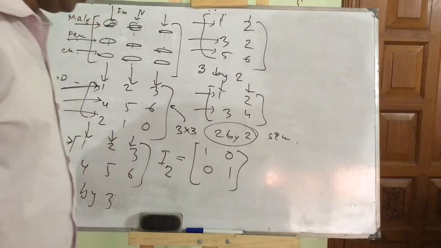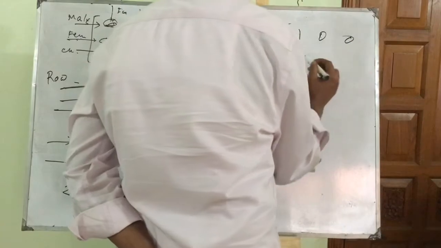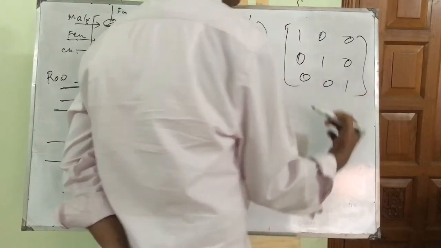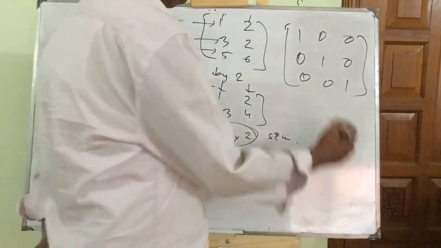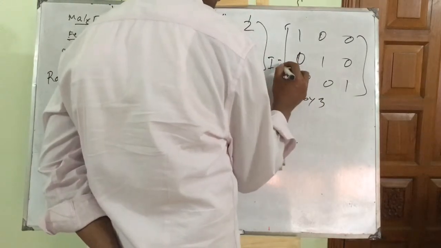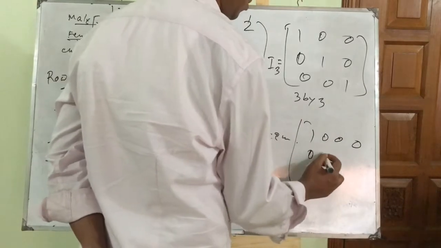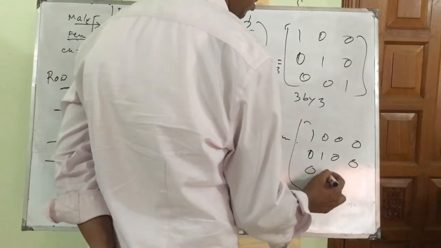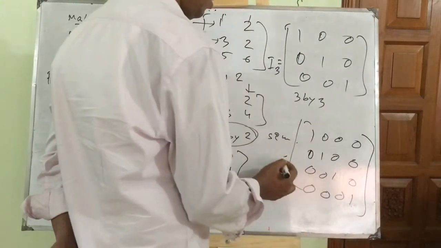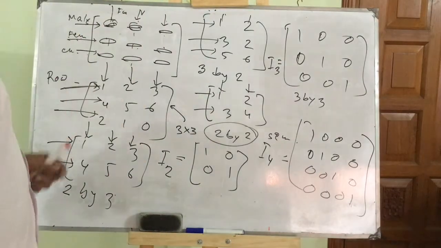And if I write another matrix, which is the identity matrix of order 3, 1 0 0, 0 1 0, 0 0 1, this is called the identity matrix of order 3. This is actually a 3 by 3 matrix, so that is why it is called I3. And I4 will be like 1 0 0 0, 0 1 0 0, 0 0 1 0, 0 0 0 1. This is actually I4. Okay, this is the identity matrix of order 4.